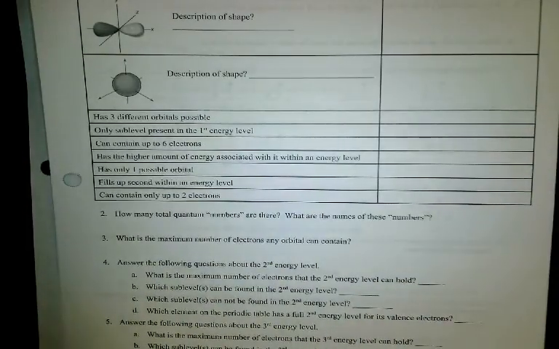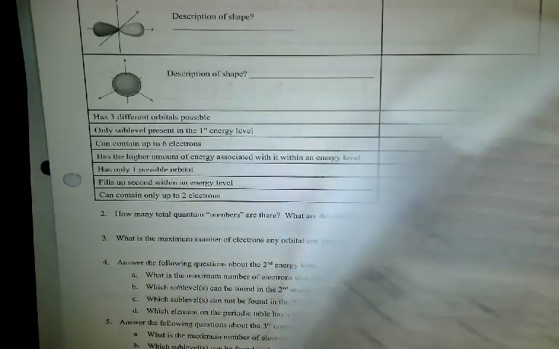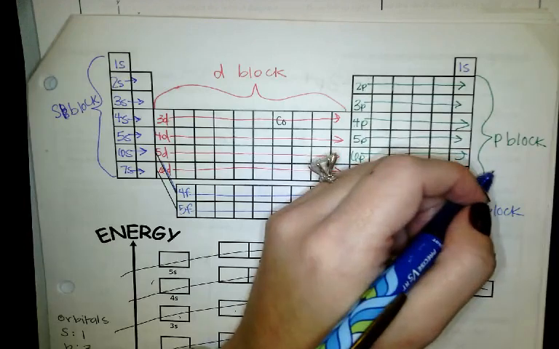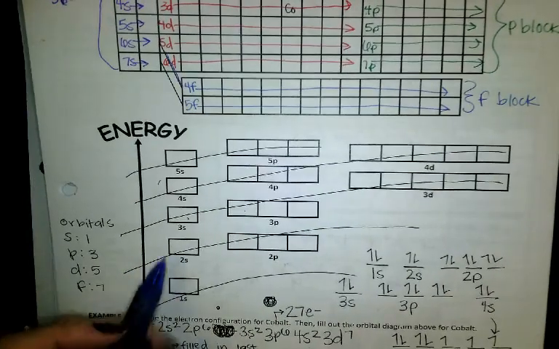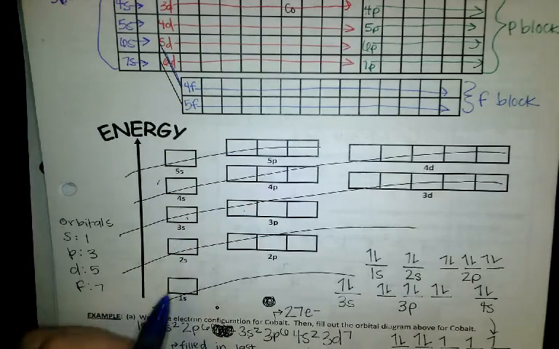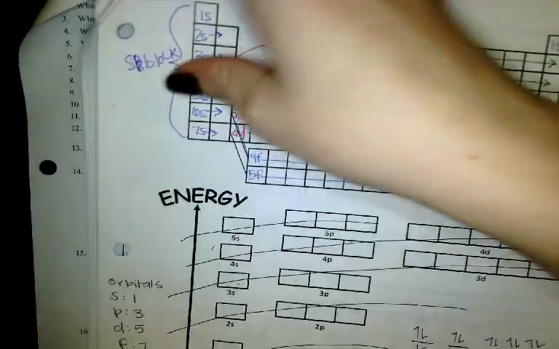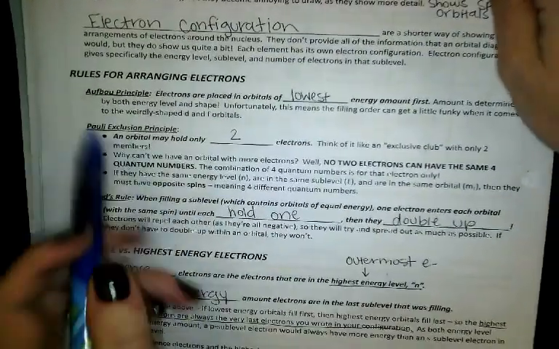Now remember, we can use the periodic table to organize these electrons. Okay, so we have our energy diagram. Remember, as energy increases, you're going to fill in these electrons as energy increases. So remember the different rules. That's the Aufbau principle. The Aufbau principle is the lowest energy first.